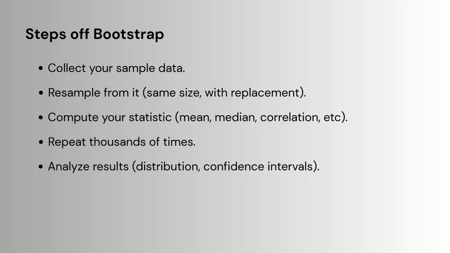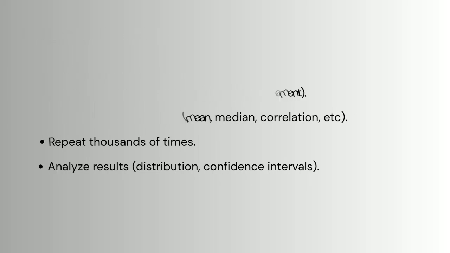Step 3, calculate the mean of this bootstrap sample. Step 4, repeat this process thousands of times, each time calculating the mean. Step 5, collect all these means together. They form the bootstrap distribution of the mean. From this bootstrap distribution, we can see the variability of the sample mean and construct a confidence interval. So this step-by-step process shows how simple yet powerful the bootstrap method really is.